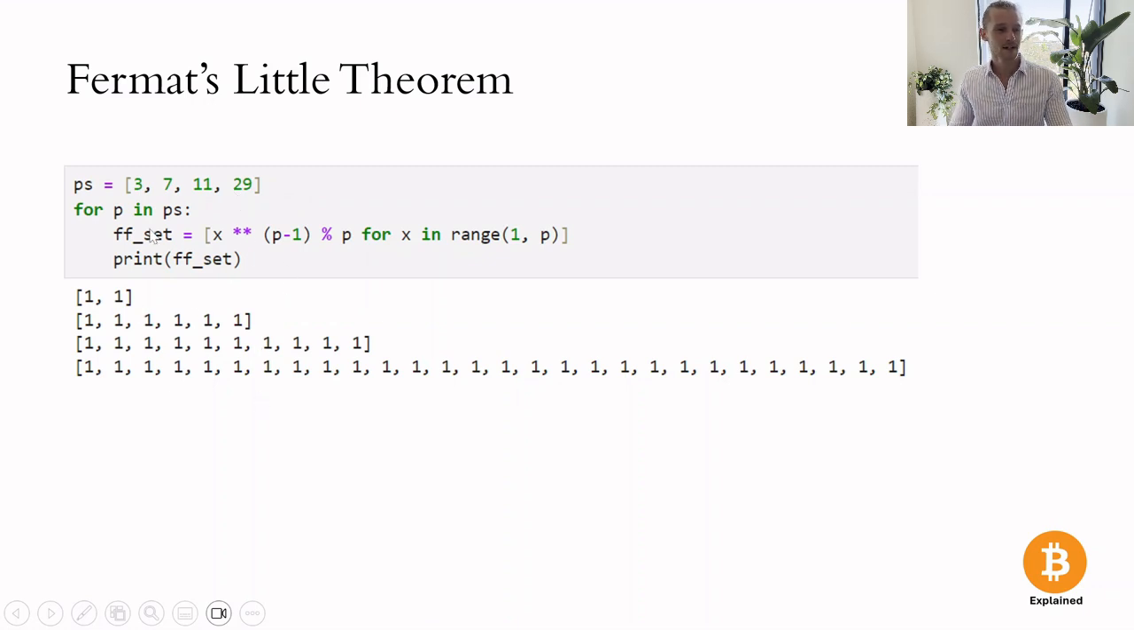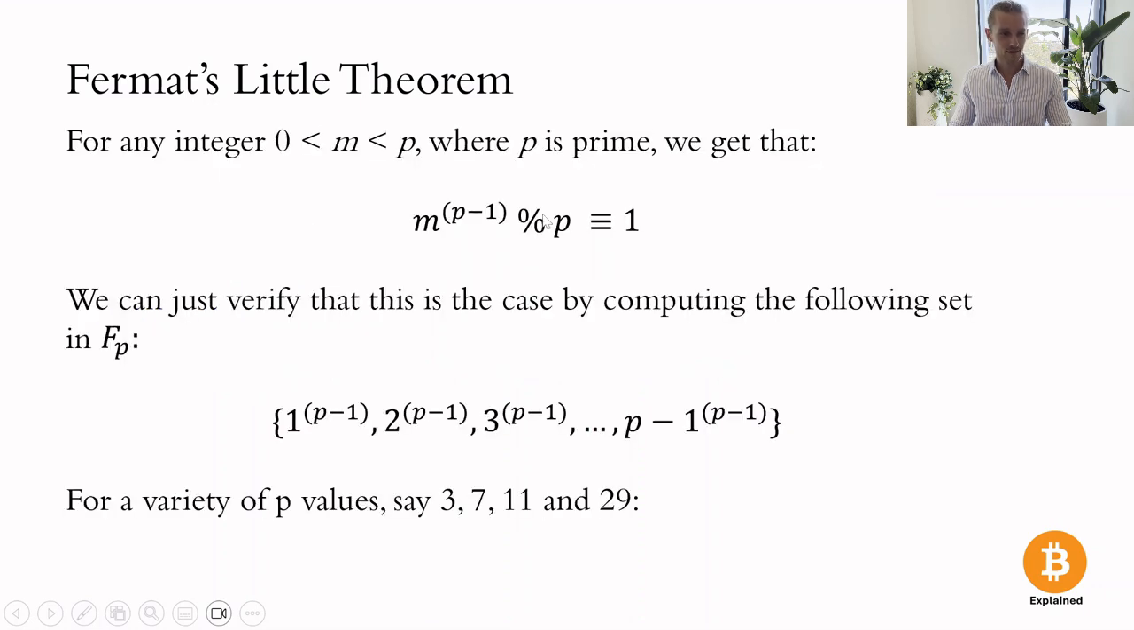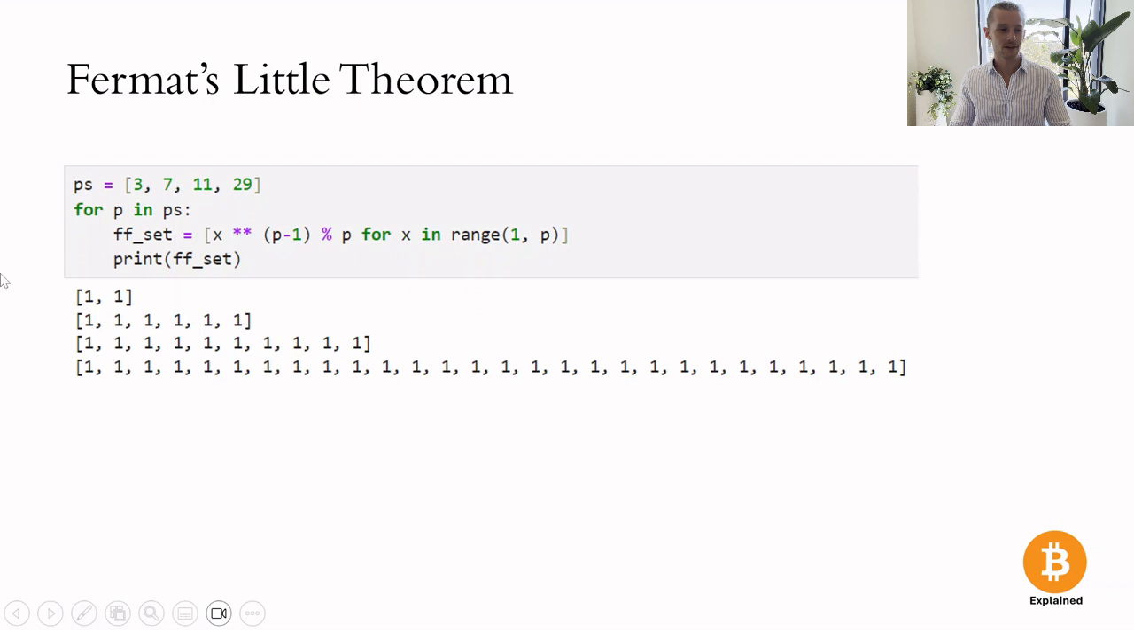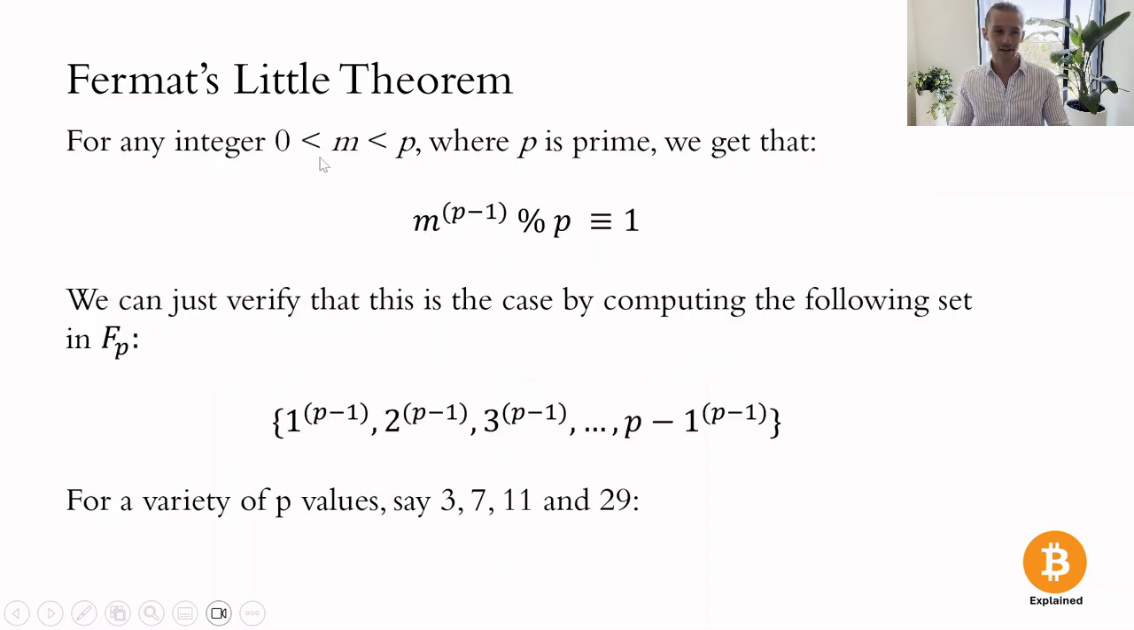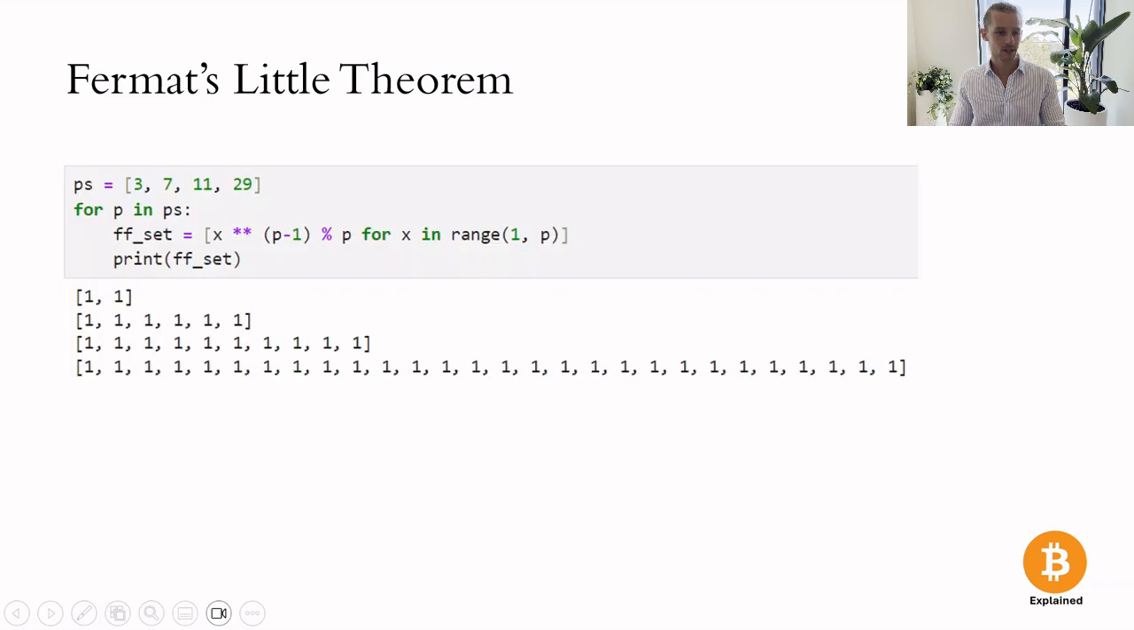If we print the resulting set of doing any of the values in here, raising x in the range of 1 to p to the power of p minus 1 modulo p, so just doing what we saw here for any of these values, then the resulting list is always a list of ones. So the result is always 1. This just proves that any element greater than 0 and less than or equal to p is congruent to 1 when raised to the power of p minus 1 modulo p.